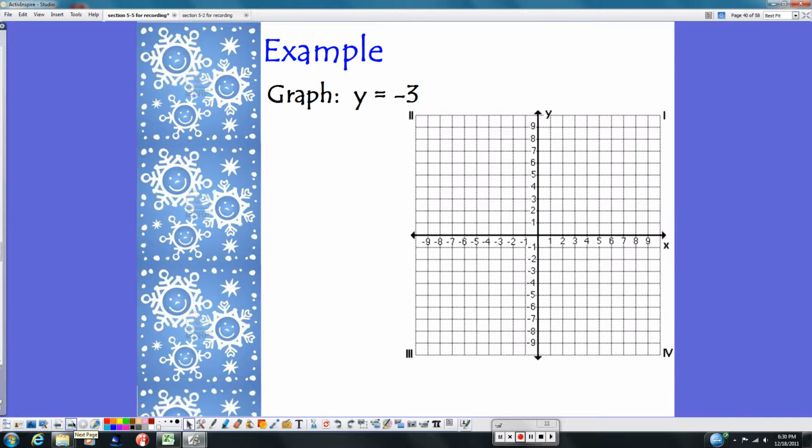y equals negative 3. We're going to find negative 3 on our y-axis, and we're going to draw a line straight through it. So that's going to be a horizontal line. x equals negative 6. We're going to find negative 6 on the x-axis, and we're going to draw a line straight through it. So that's a vertical line. And finally, y equals 6. We're going to find 6 on the y-axis and draw a line through it.